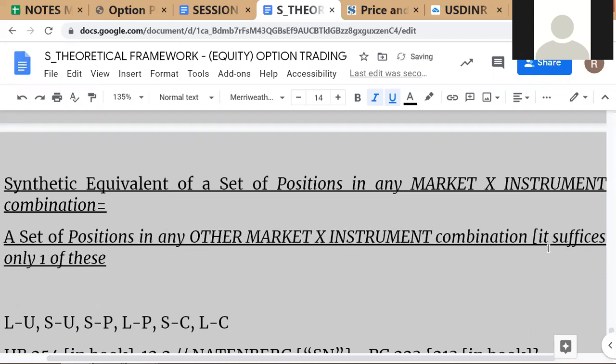Now it's a little bit theoretical when I write it, but I'll write it first. Once I give you the example, we'll discuss some cases. It'll become very clear to you what it is. It's not very complicated once you understand what the idea is. A set of positions in any other market instrument combination.